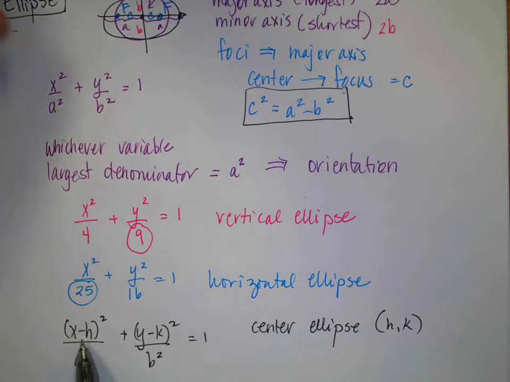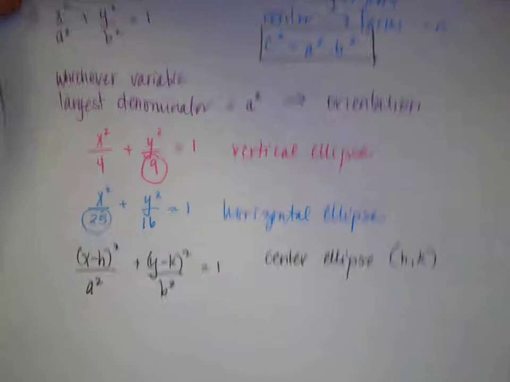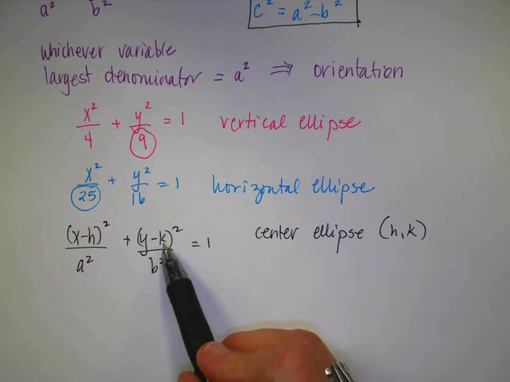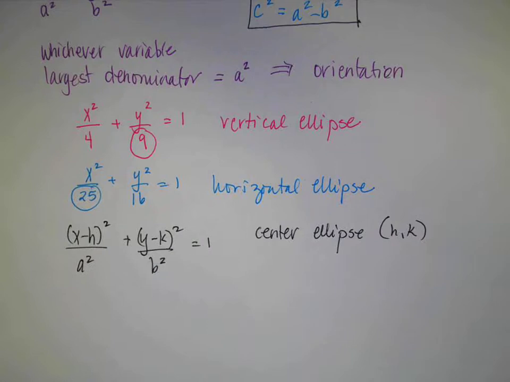Remember that the h always has to travel with the x because it is a horizontal shift, and then the k always needs to travel with the y because it's a vertical shift. Alrighty, and I think that's all of the information that I need to give you for an ellipse. I'll probably think of something in a little bit.